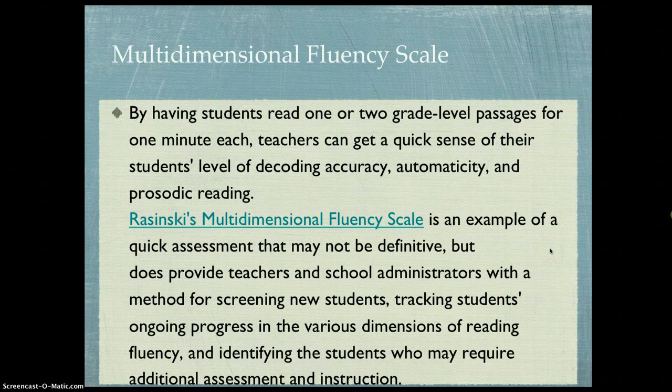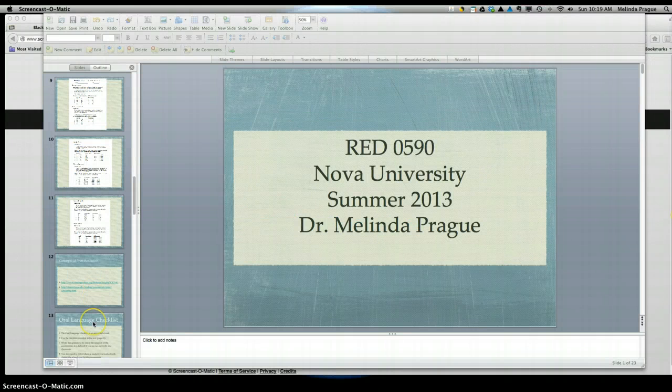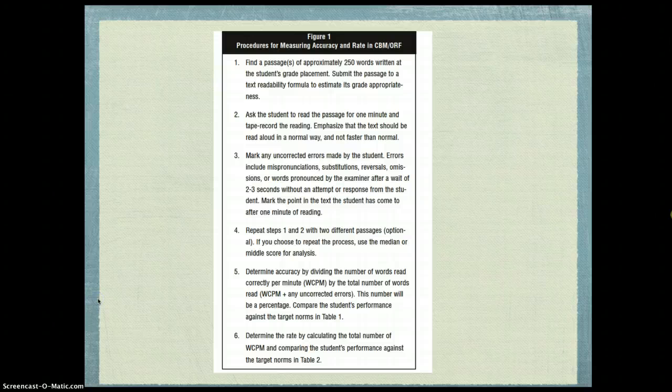By having students read 1 or 2 grade passages for 1 minute each, you can get a sense of their fluency, accuracy, automaticity. And that's the purpose of this multidimensional fluency scale. So this is one example of a scale that you might use. The procedure for measuring accuracy is given in this slide, and I think you can follow those steps very easily.